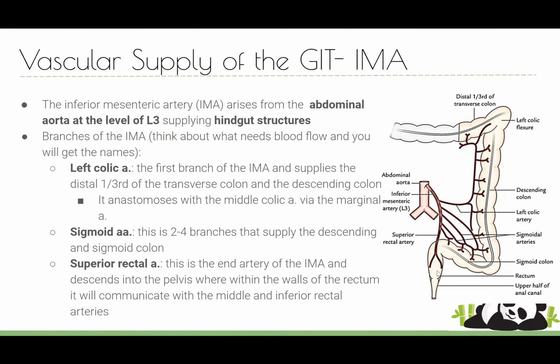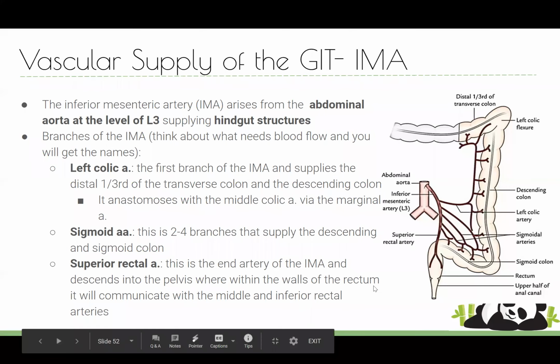They descend into the pelvis, forming the walls of the rectum, and will communicate with the middle and inferior rectal arteries, which will be talked about in probably a later presentation and not today. Probably later in the next semester, but yeah.